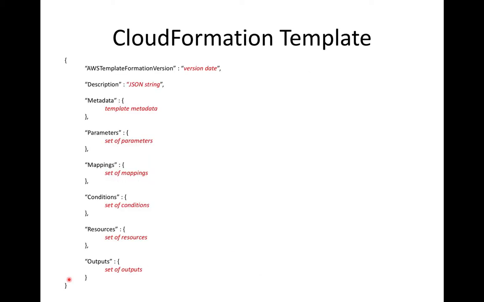A CloudFormation template file contains multiple sections, and this slide shows you all of the different sections which are available, starting with the AWS template format version, a description, there's a metadata section, parameters, mappings, conditions, resources, and outputs. Some of these sections are required, but actually most of them are not. Most of these sections are actually optional. And we'll go through each section and I'll help you understand the purpose of the section and whether it's required or not.